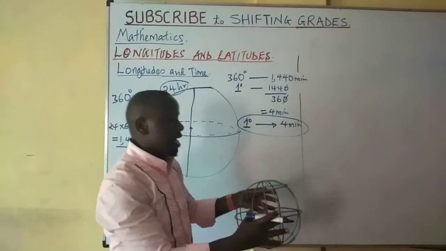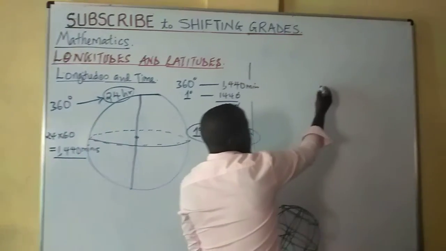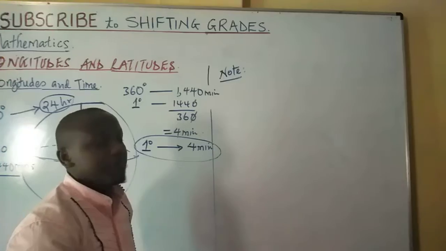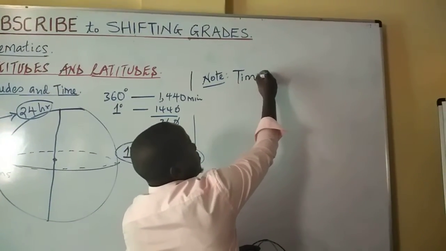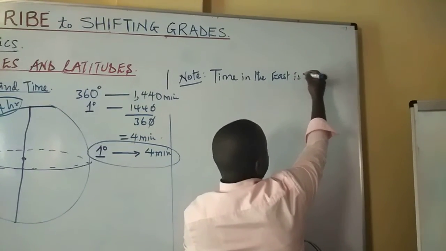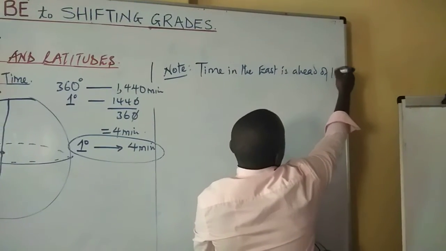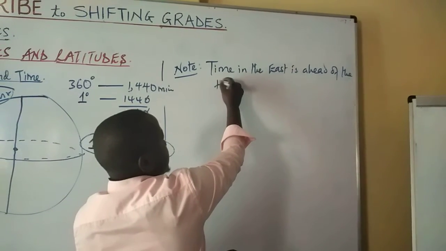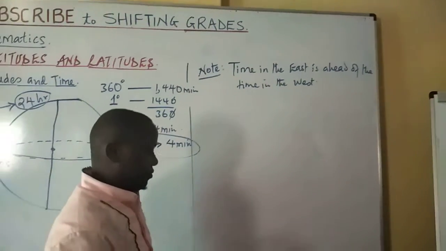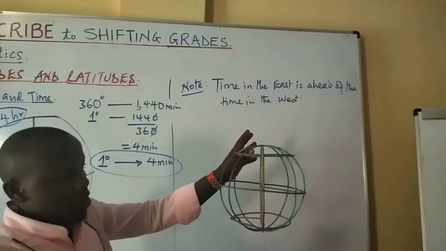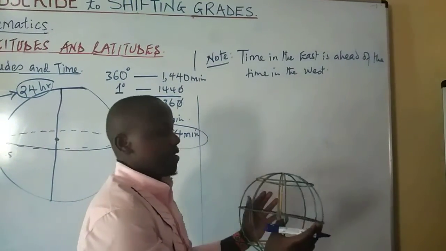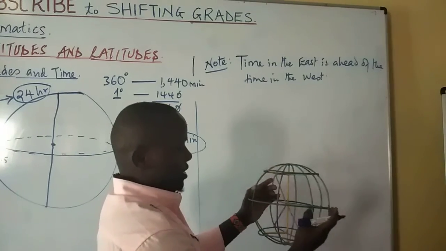Therefore, it is good to note that because the sun rises from the east, time in the east is ahead of the time in the west. Therefore, if this is the sphere of the Earth, it rotates in a west-east direction, in such a way that the west is going to the east.